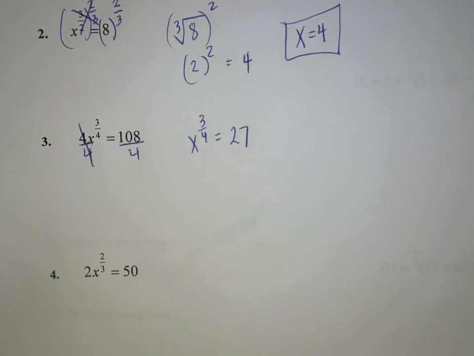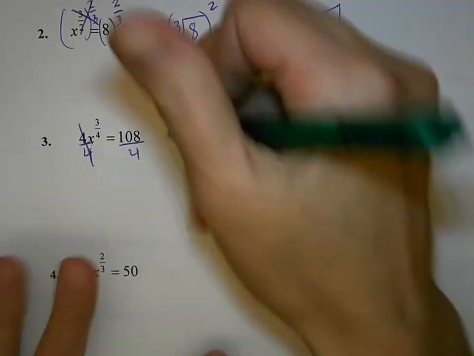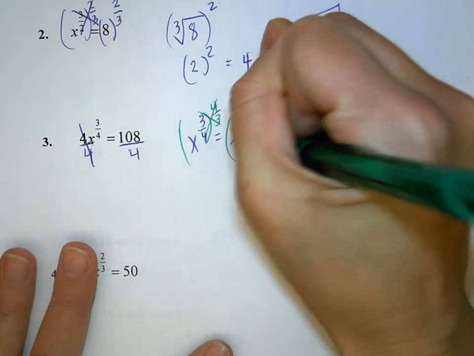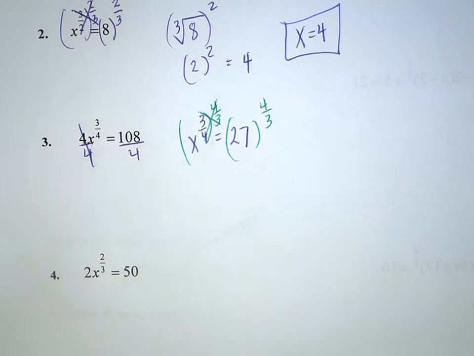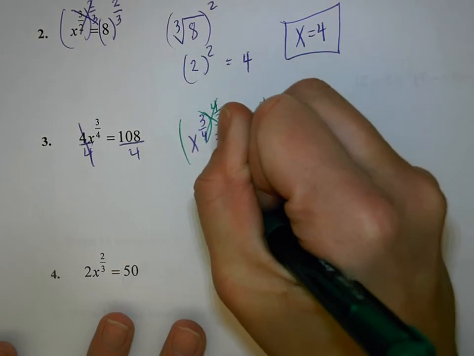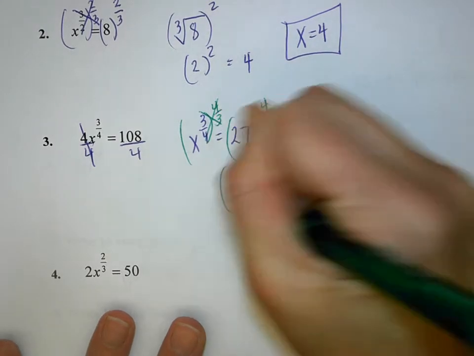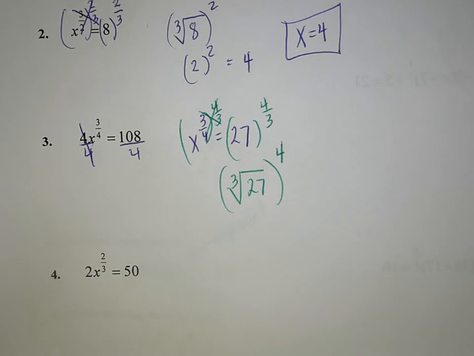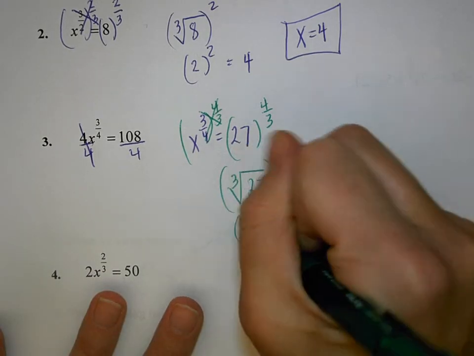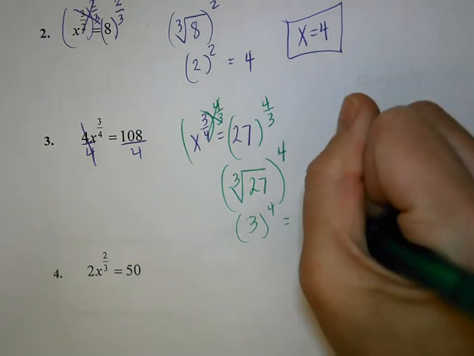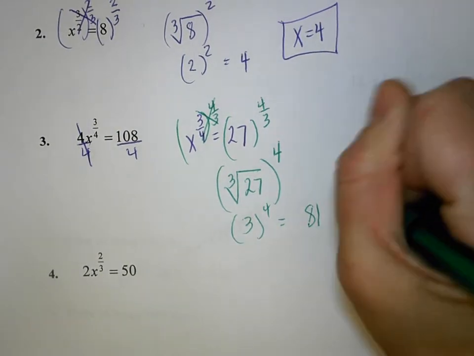And then I'll raise it to what power? Very good. Raise it to the 4/3 power. So everything cancels out. Whatever I do to one side, I do to the other side. Which number is going to be my root number? The 3. So I'm taking the cubed root of 27, and once I get that answer, I raise it to the 4th power. So what is the cubed root of 27? 3. And 3 to the 4th power is? Very good. 81 is correct. So x equals 81.